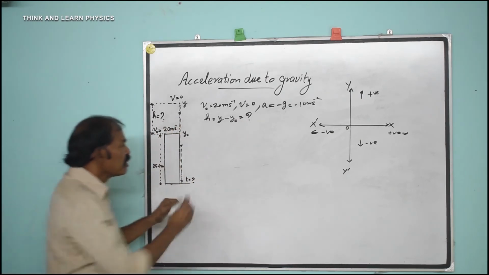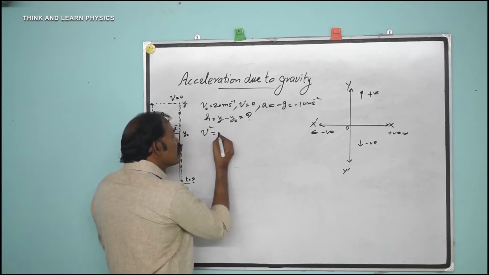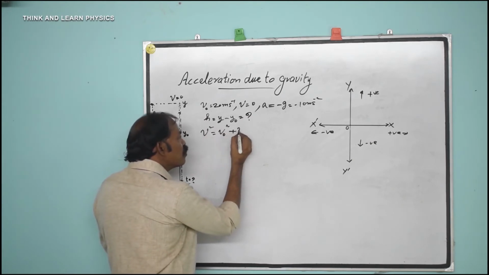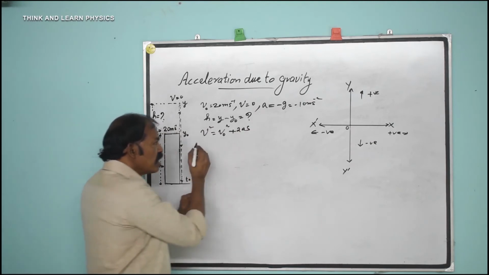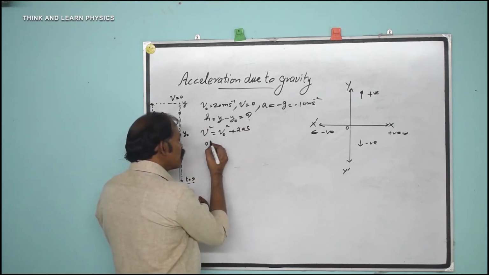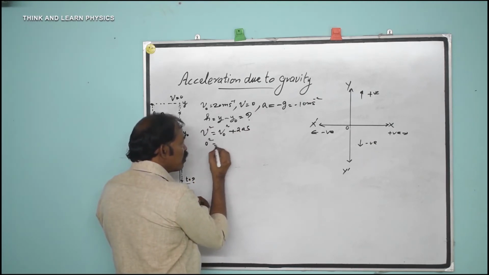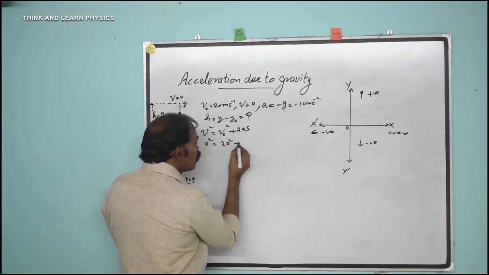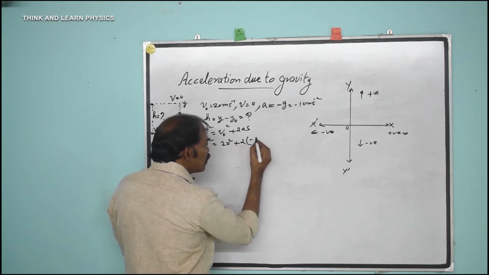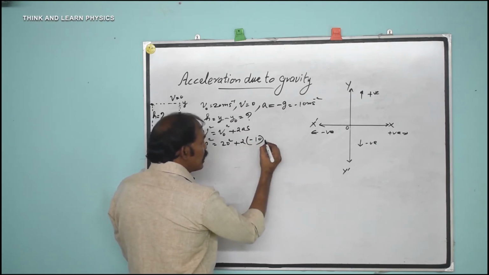So we have the relation v square equals v0 square plus 2as, where a is equal to -g, and we can write 0 square equals v0 square, that is 20 square, plus 2 into -10 into h.